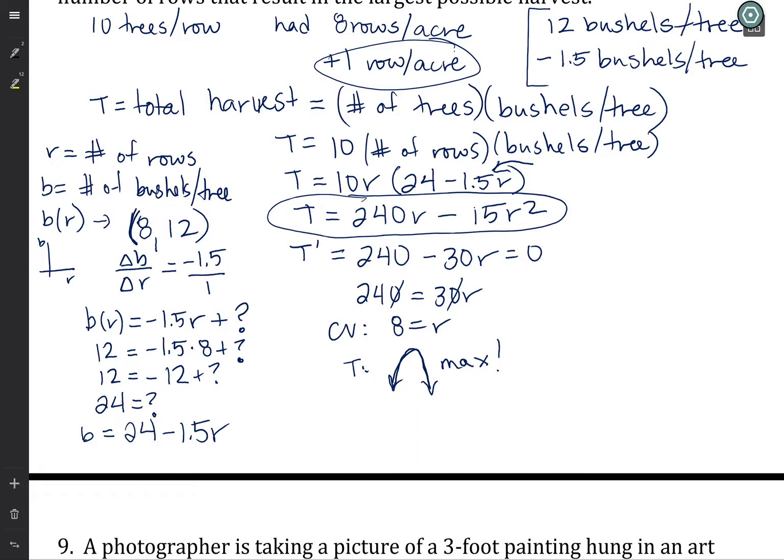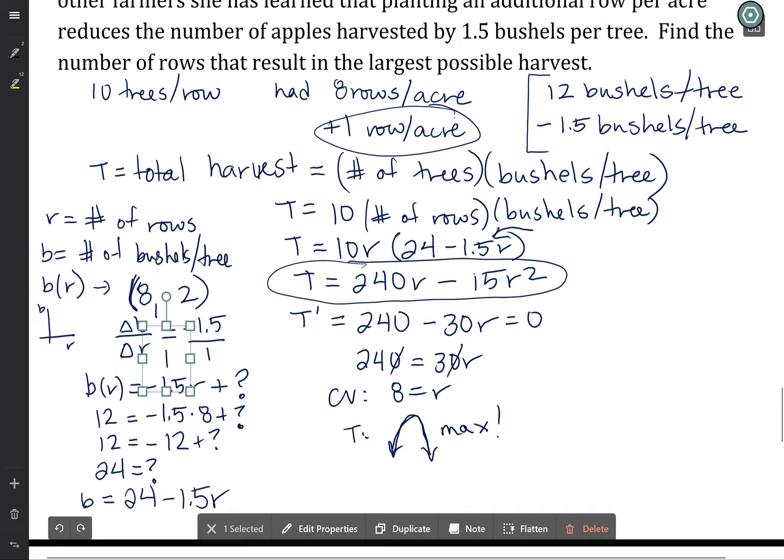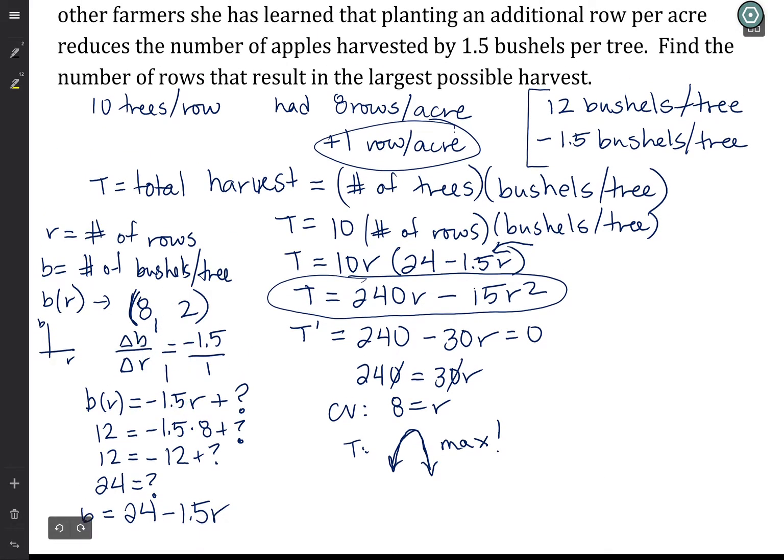Anyways, you can do that, but it's enough just to say, I know it's a parabola, I know it opens down, that's a maximum. And then we just want to go back and say, what was the question? Oh, I'm moving weird things around. Number of rows that result in the largest possible harvest. So 8 rows is our answer. She was doing great already. All that work to say she already had it.